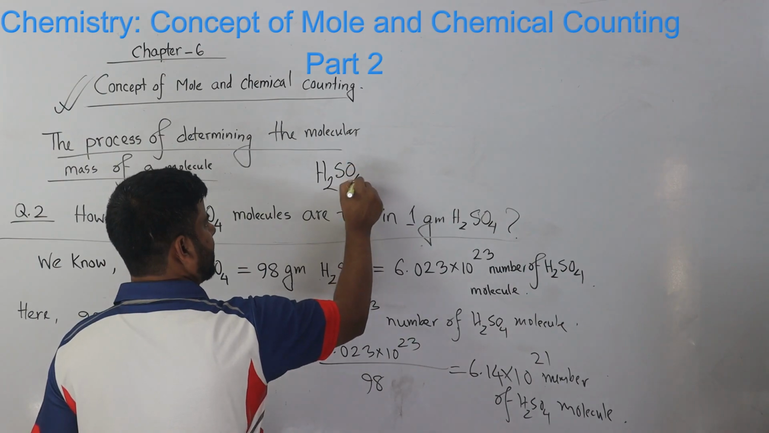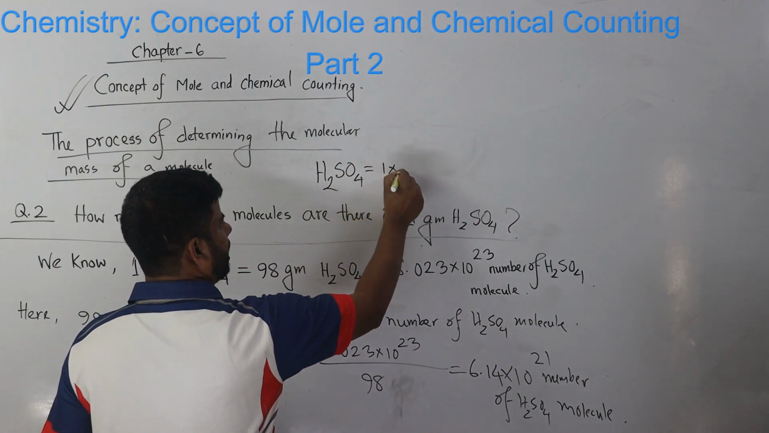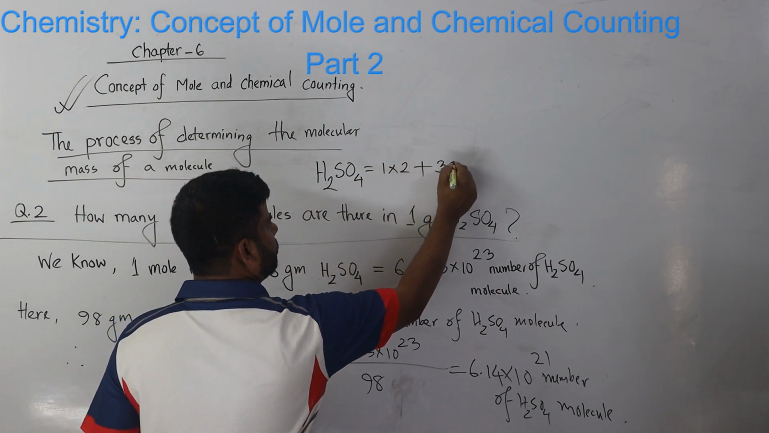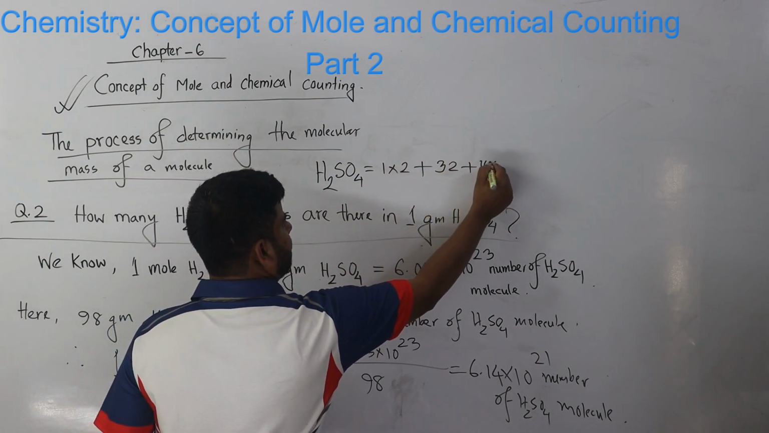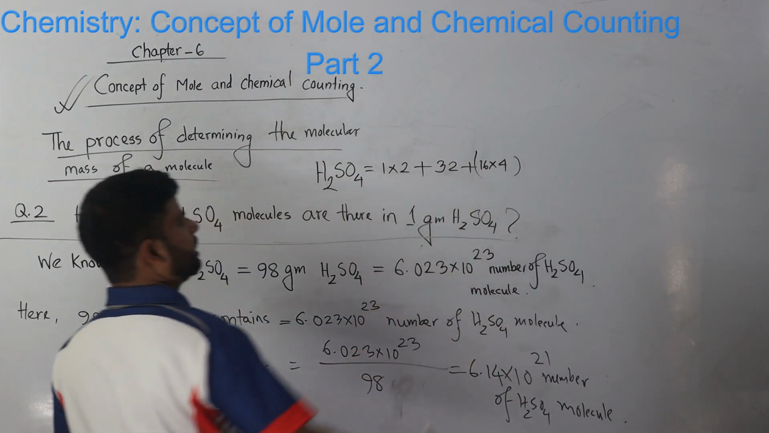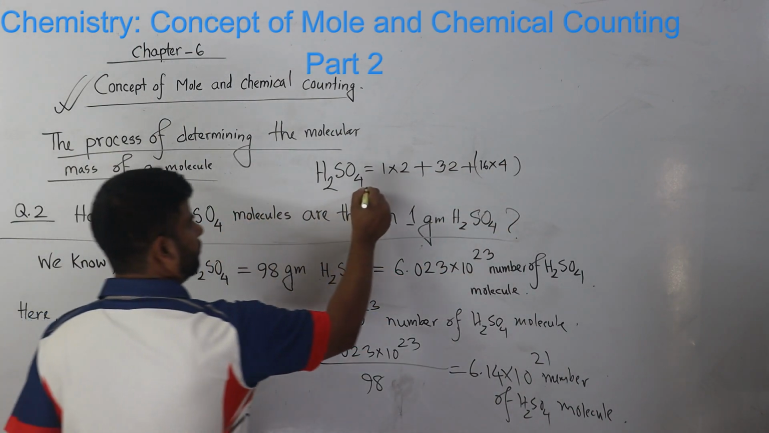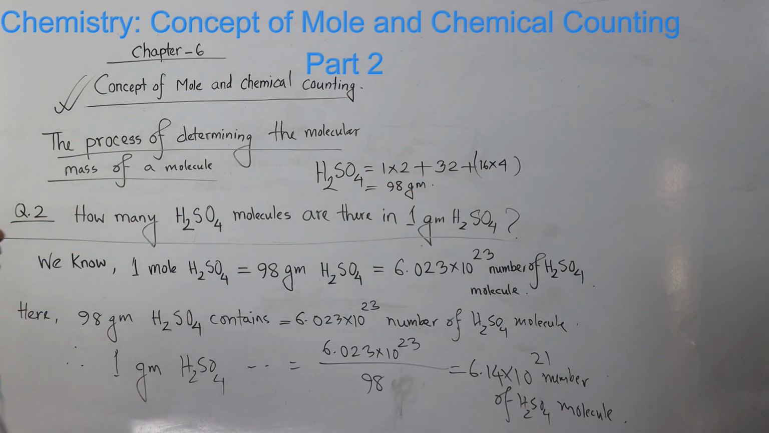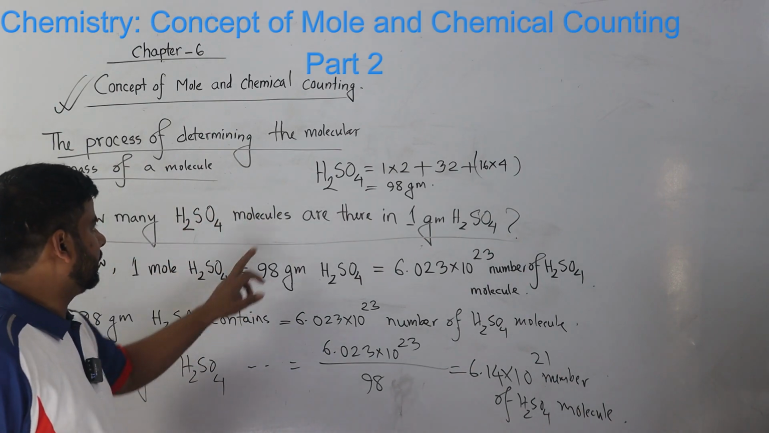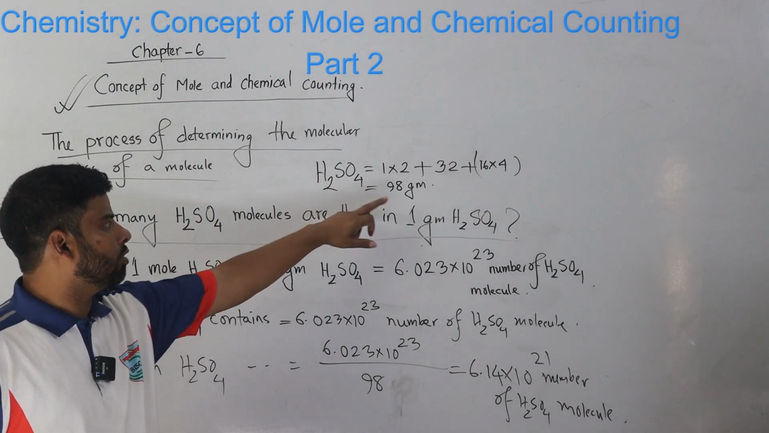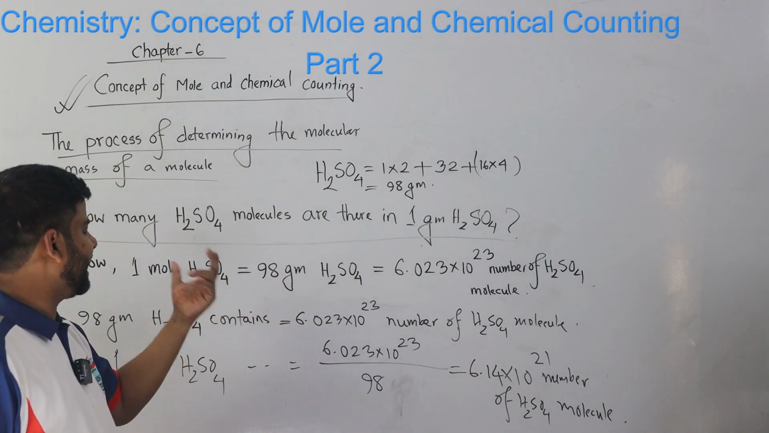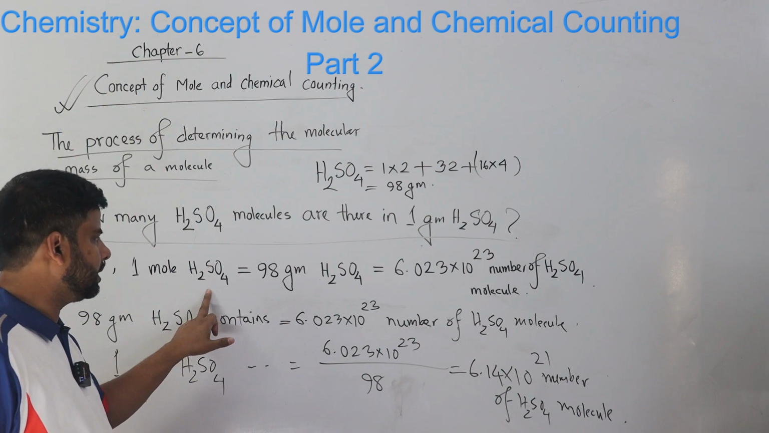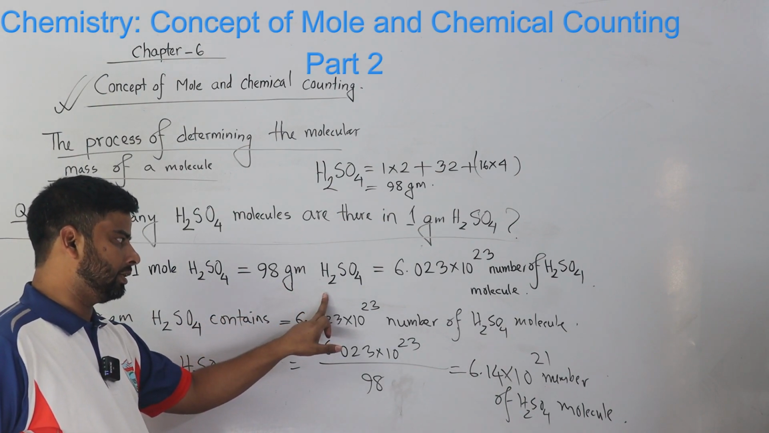H2SO4 molecular mass is hydrogen 1 into 2 because there are 2 hydrogen, sulfur 32 plus oxygen 16, but there are 4 oxygen. So total 98 gram. According to the definition of mole, if molecular mass is expressed in gram unit, then that amount of substance is known as 1 mole. So 1 mole sulfuric acid equal to 98 gram sulfuric acid.